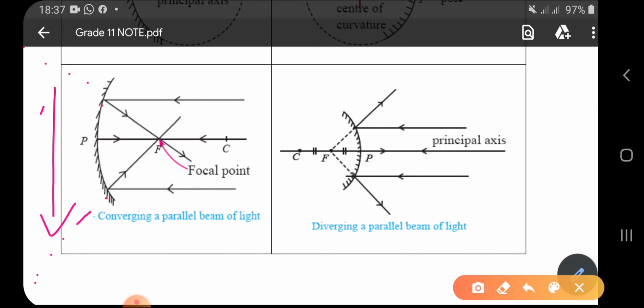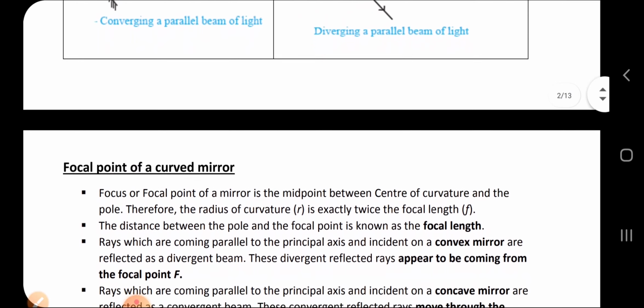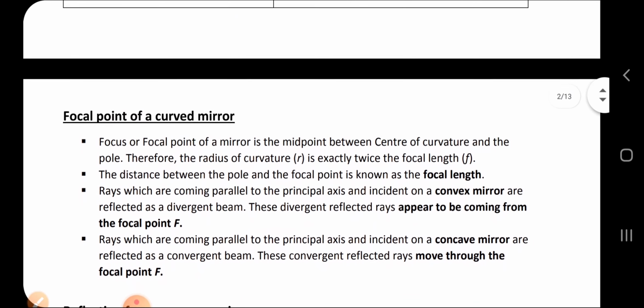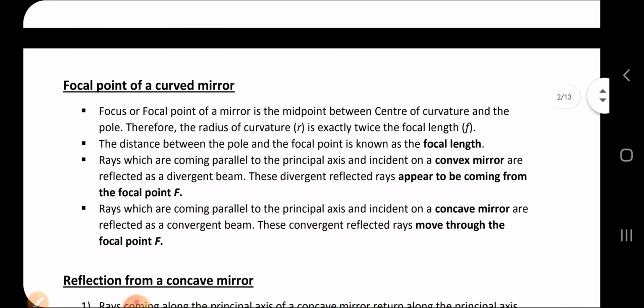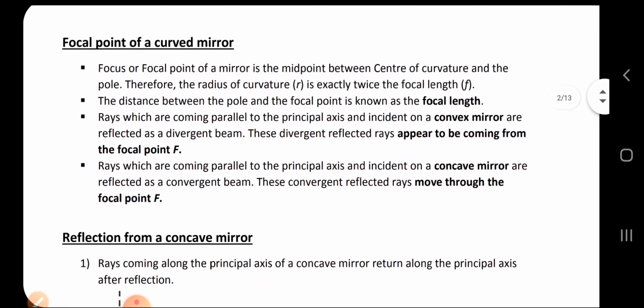So the focal point plays a major role in reflecting light rays. If light rays come parallel to the principal axis, they will be diverged as if coming from the focal point behind the mirror, right? So concave mirrors always converge the parallel beam of light, right? Convex mirrors always diverge the light, right? As you can see here, as convex mirrors diverge the light rays, the image will be formed behind the mirror.